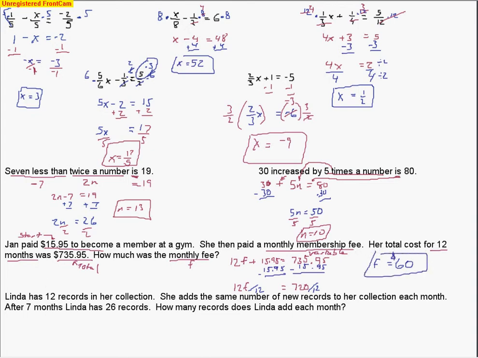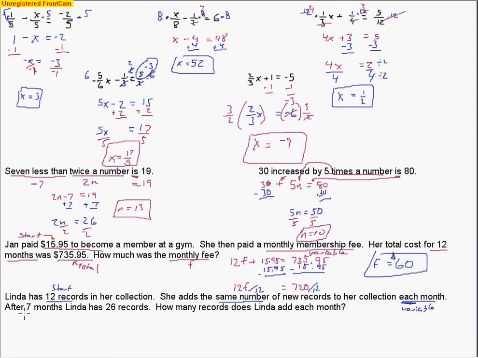Well, the next one says Linda has 12 records in her collection. Okay, this is a starting point. She starts with 12 records. She adds the same number of new records to her collection each month. So when you see this word each or per, this typically tells us that we're now going to be dealing with a variable amount. And so she's adding the same number. So we just don't know what that number is. Each month she's doing this.